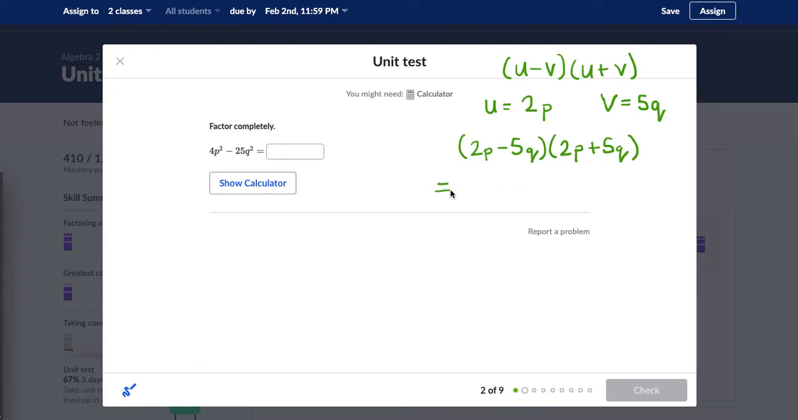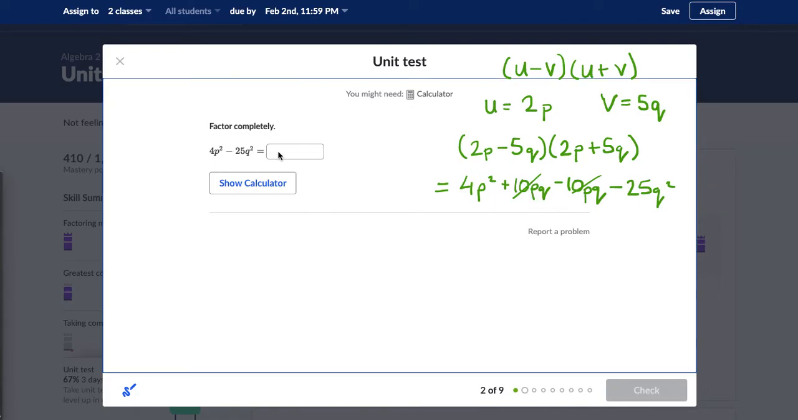So let's FOIL that out to prove it. 2p times 2p is 4p squared. 2p times positive 5q is 10pq. 2p times negative 5q is negative 10pq, so they cancel out, right? So I'll just write them out so you see it. So plus 10pq and minus 10pq. And then we've got negative times positive, so it's a negative 25q squared. As we can see, these two cancel out, and we're left with what we were expecting to get.